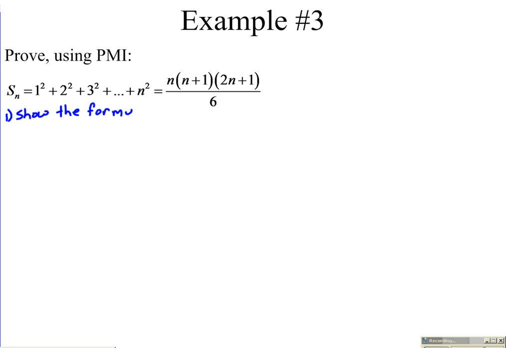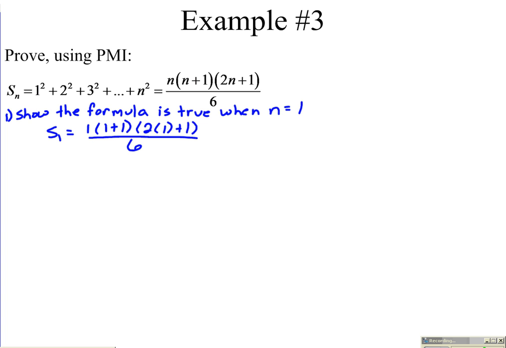show the formula is true when n equals 1. So the sum of the first term. Plug 1 into our formula. 1 times 1 plus 1 times 2 times 1 plus 1 all over 6. We get 1 times 2 times 3 over 6, which is 1. And that is what this first term, 1 squared, also equals, 1. So we've shown that it's true when n equals 1.